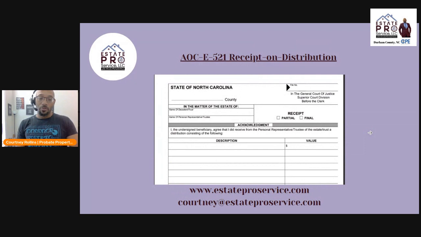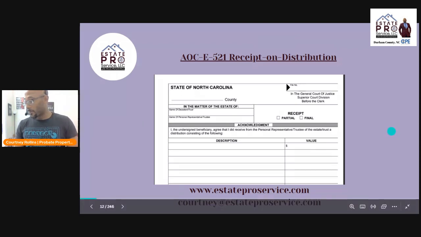But the receipt of distribution: for every single person, you'll describe what the item was, what the value was, and have that person sign off that they received it, and it's also notarized. This will let you show and demonstrate that we settled this part of the personal property, and this is where it's going. So you definitely want to make sure you have that in hand. That's 521, receipt of distribution.